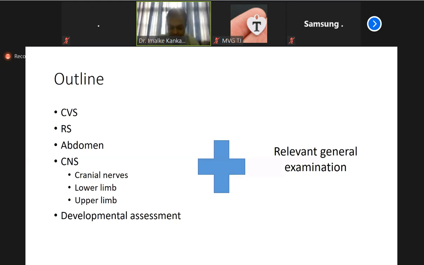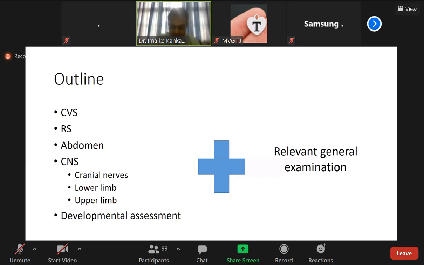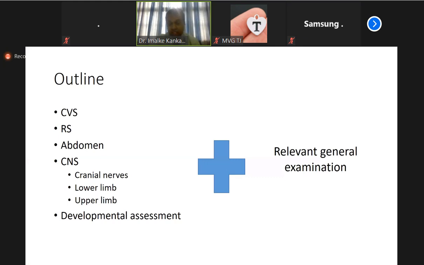struggle at that point. I didn't want to teach it at the end of this lecture because then you will lose your concentration also. So I'll be starting with developmental assessment and then move on to abdominal examination and then central nervous system examination, right?